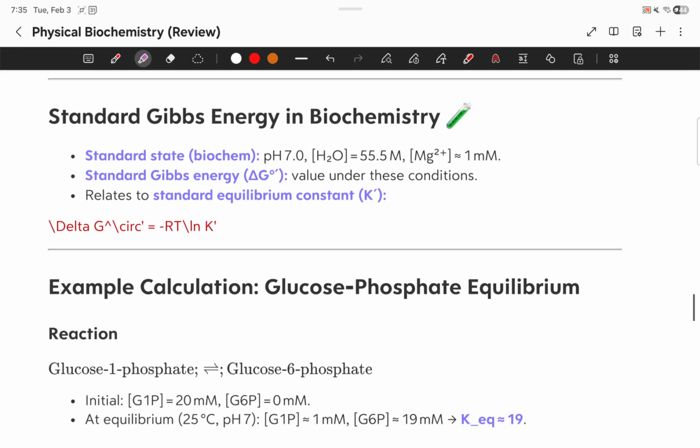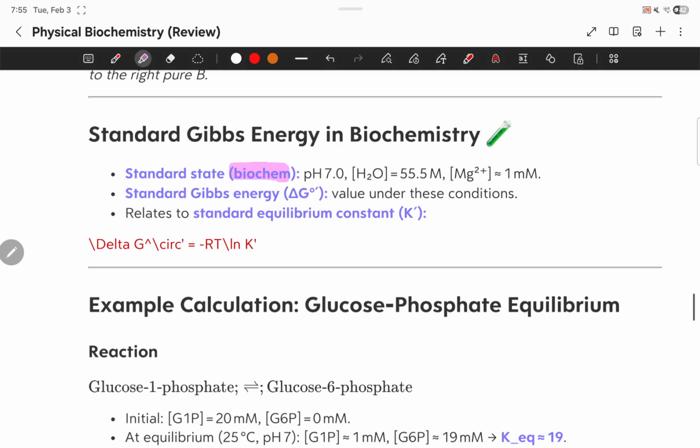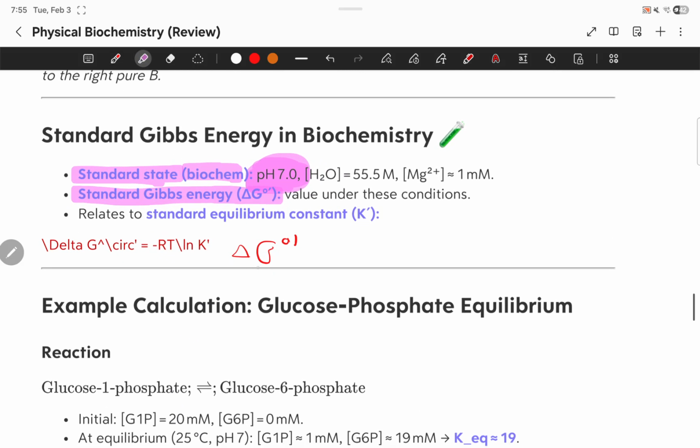Moving on to the notes right here, we have the standard Gibbs energy in biochemistry. So I'm going to explain that in detail. We'll start with the standard state. Basically, what we mean by biochem is that the standard state means that delta G is going to be at pH of 7. And then the standard Gibbs energy is going to be noted as delta G prime naught, okay? So when you're given that, it's going to be the value under those conditions.